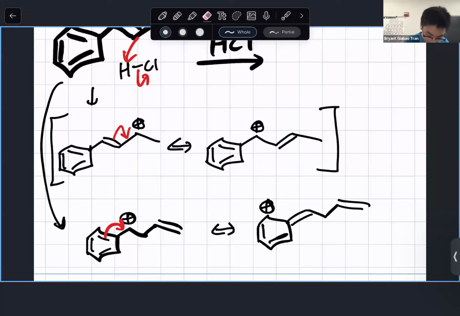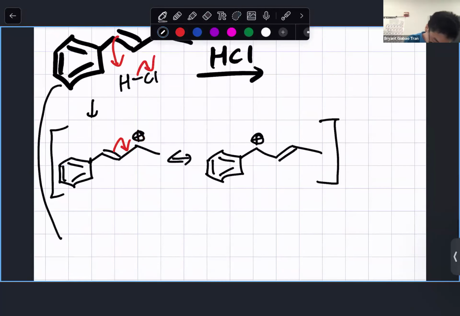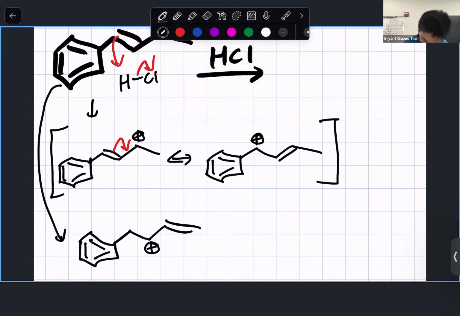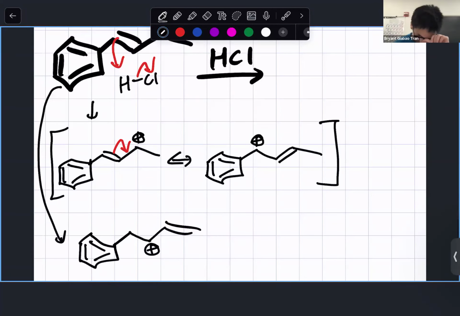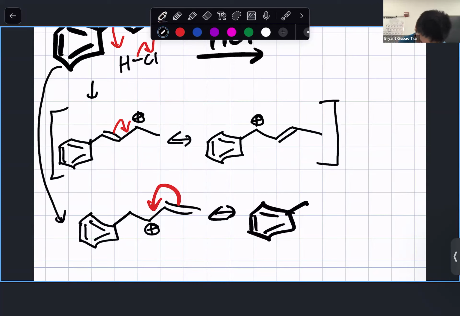So let's redo this set right here. Instead of that carbon attacking the hydrogen, this carbon is going to attack the hydrogen, kick out the Cl, and give us this carbocation here instead. Like that. And that one, we could do resonance. And that is going to give us that carbocation right here.